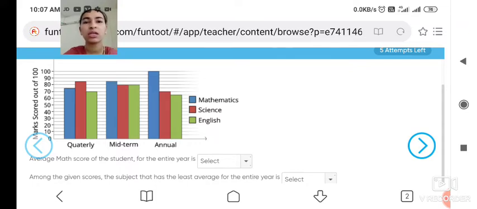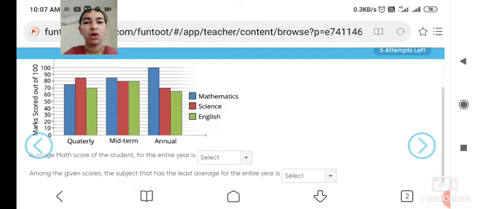Second is 20, 30, 40 and total is 100 because the total marks given is out of 100. Now, the average math score of the student for the entire year. In quarterly, midterm and annual, see the blue color. In quarterly it is 75. Yes, the middle number is 75. 75 plus 85 plus 100. Take the addition and divide that number by 3. What will you get? Tell me, and write that answer in that.